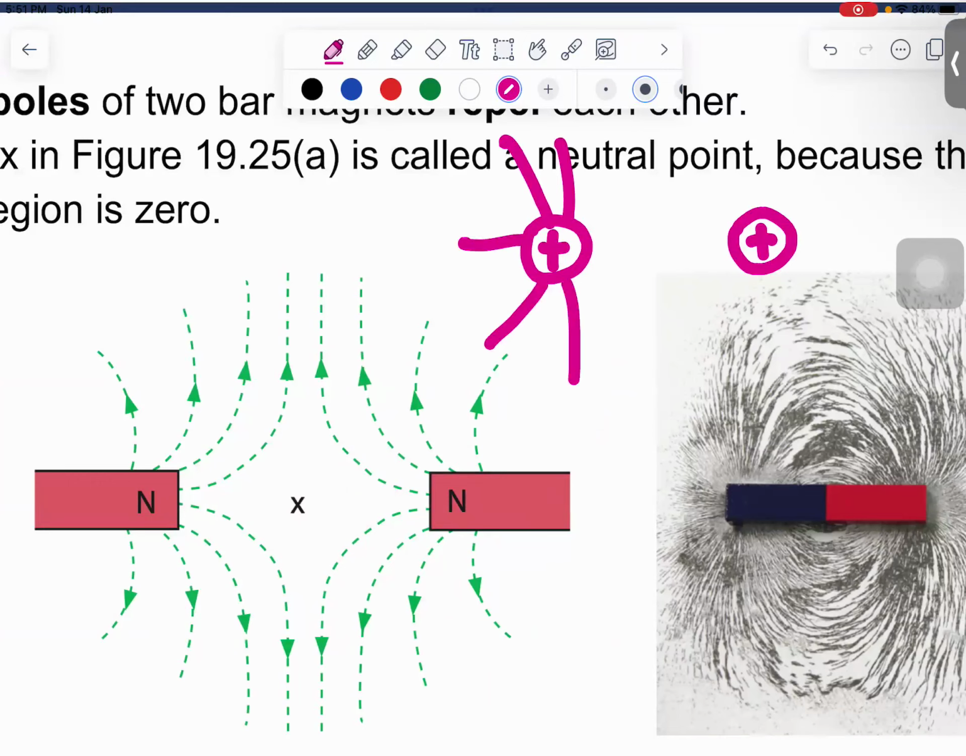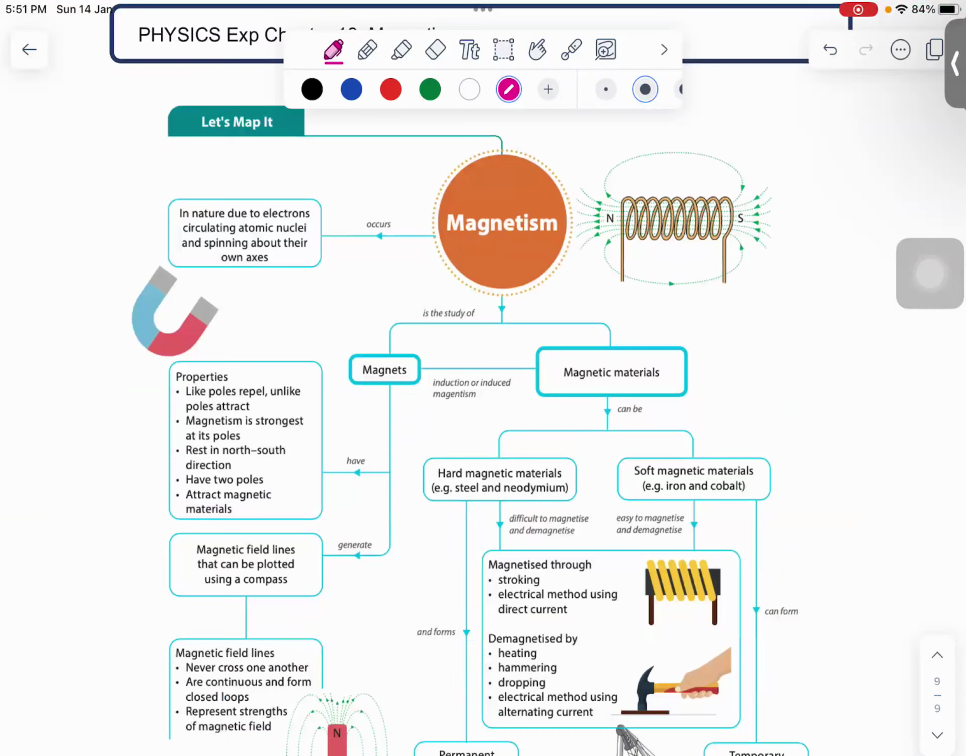Okay, look at more complicated ones. You have two bar magnets placed side by side, whether the poles are facing each other or they're opposite to each other. And that's the end of magnetism.